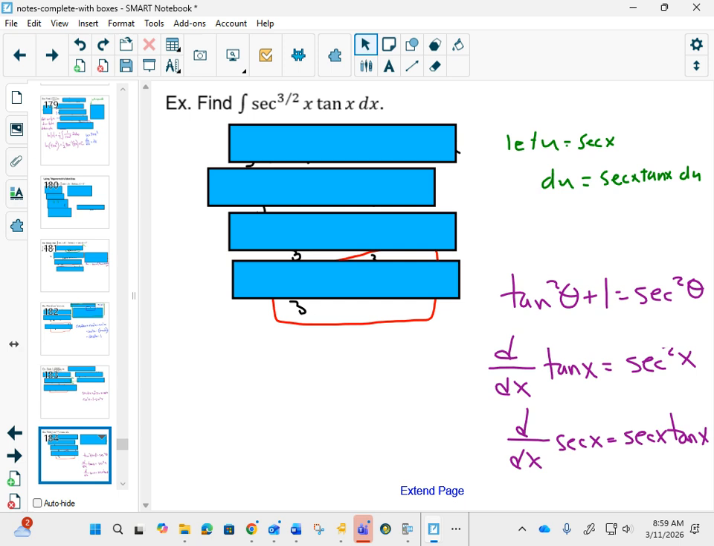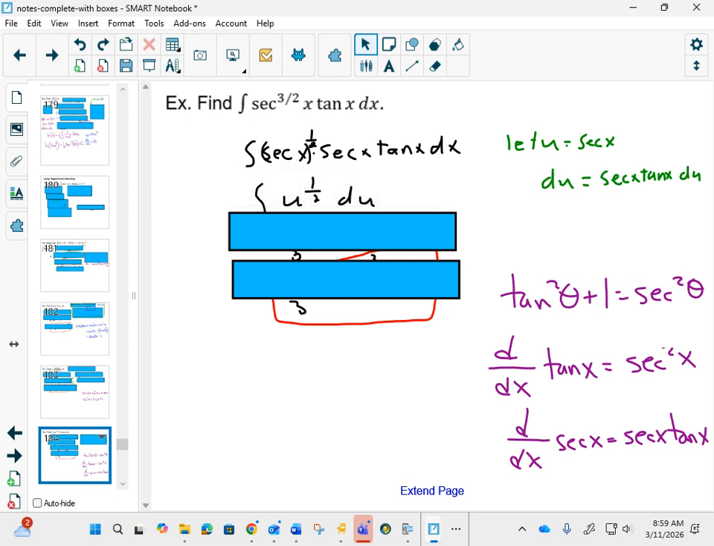Okay. How could I rewrite this? Instead of having secant to the 3 halves x, how could I rewrite this to have a secant x tan x? And your exponent laws, secant x to the 1/2 times secant x to the 1 would be secant x to the 3 halves. Because your exponent laws, same base, add the exponents, 1/2 plus 1 is 3 halves. And then when I do my u substitution, I just get u to the half du.